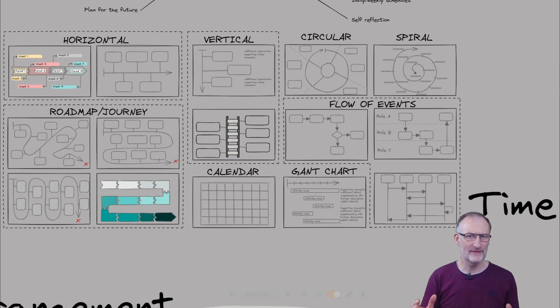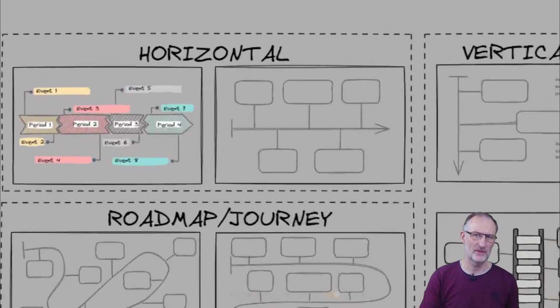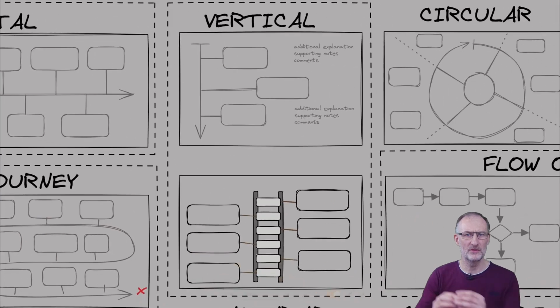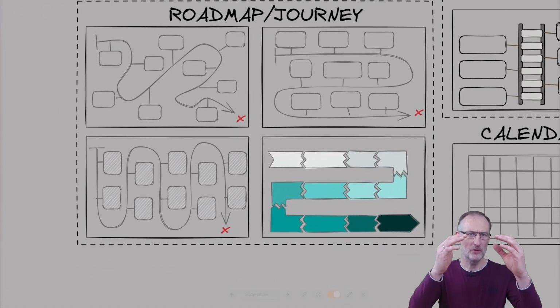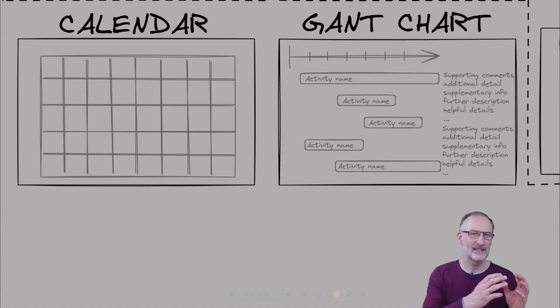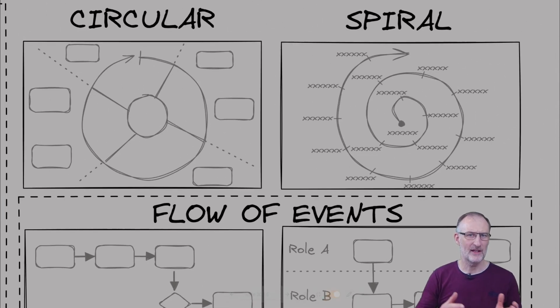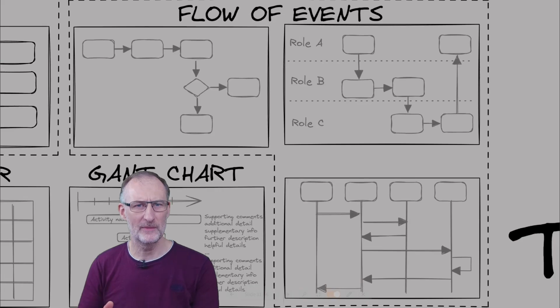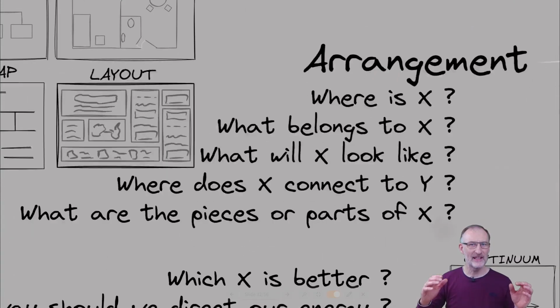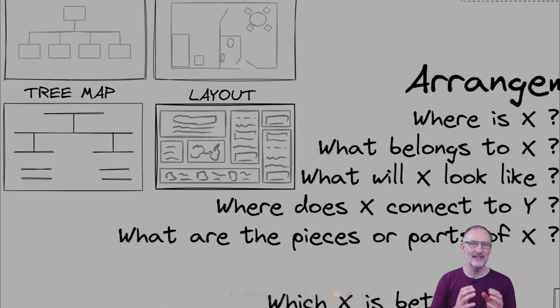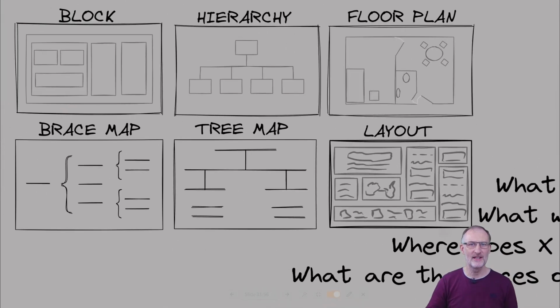I've gathered 15 different examples over the years, from horizontal to vertical, roadmap to journey views, and even calendar and Gantt chart formats. We've got circular and spiral layouts, along with ones that illustrate the flow of events. Now let's dive into the next category, arrangement. These diagrams give us insights into the placement of objects, their relationships, and overall structure.